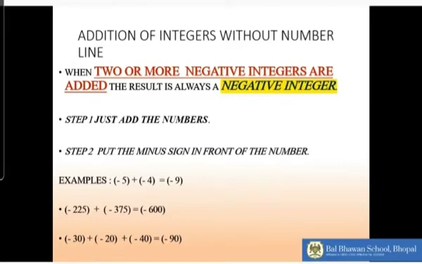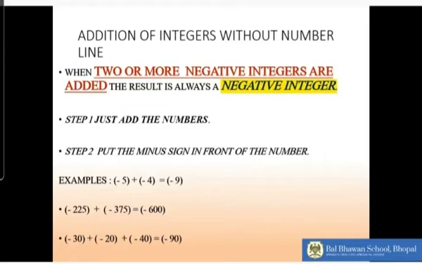In the second example, I have minus 225 added to minus 375. Now I'm going to simply add 225 to 375. When I do that, I get the value as 600. And since both the numbers are negative, I am going to get the answer as minus 600.